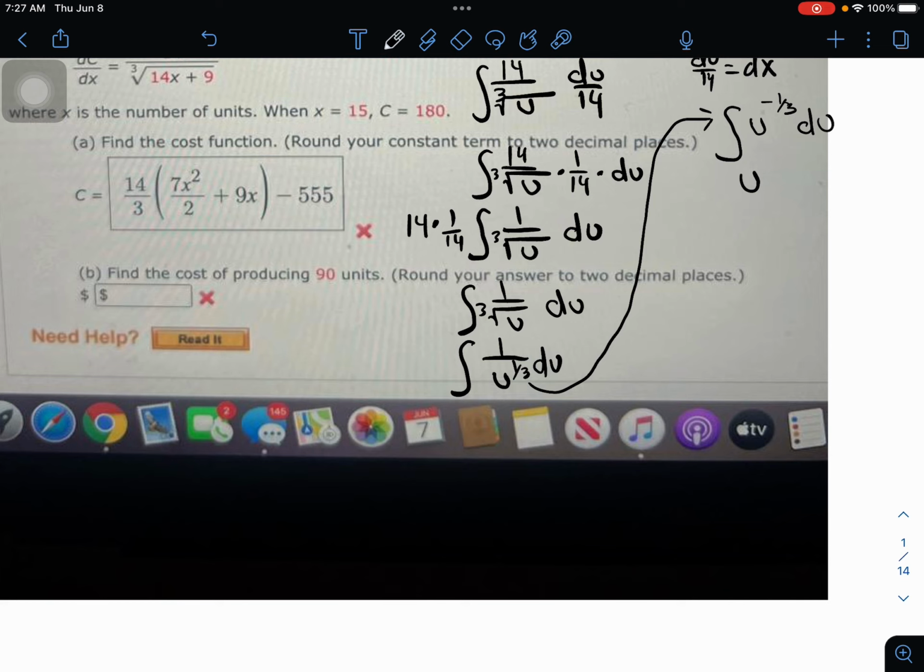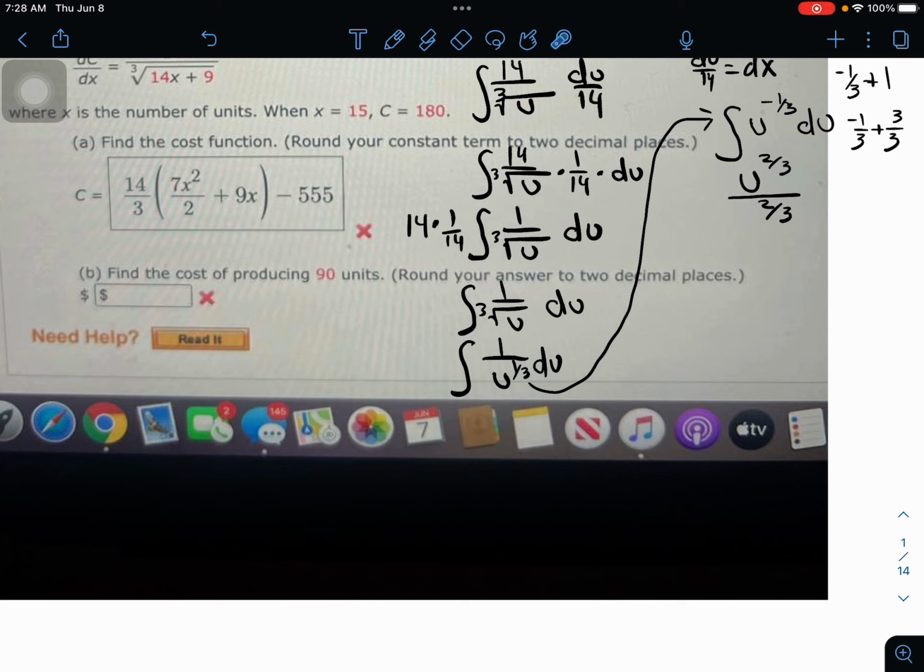Negative 1/3, let me show you over here. Negative 1/3 plus 1 is the same as negative 1/3 plus 3/3, because what is 3 divided by 3? 1. The reason I'm doing that is because I need a common denominator. So negative 1/3 plus 1, which I'm going to write as 3/3, if I add these together, it's going to be 2/3. So it's going to be u to the 2/3, and then you divide by your new exponent. So it's going to be divided by 2/3.